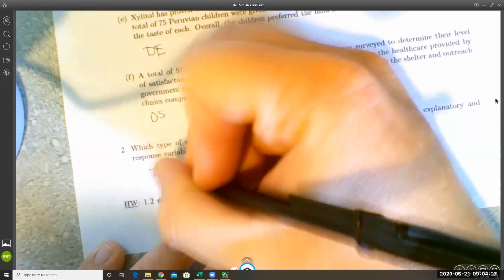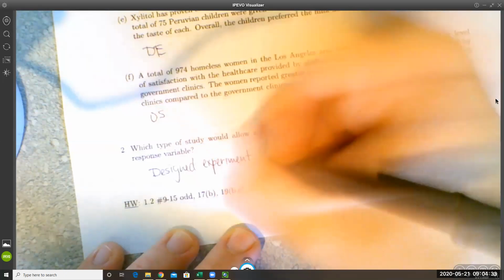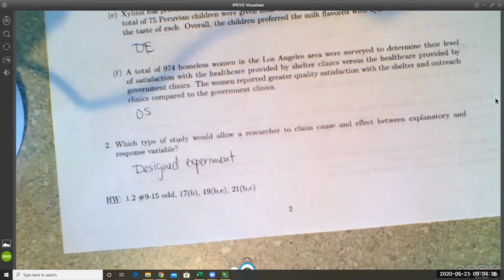Designed experiment, because in a designed experiment, the researcher tries to hold all of the variables constant except for the explanatory variable. So then if everything stays the same except for the explanatory variable, and then something happens in response to that, well, that's pretty clear evidence that what caused that response variable to change was the explanatory variable that you manipulated. And so that allows you to claim cause and effect. It's because you're holding all of the variables constant.